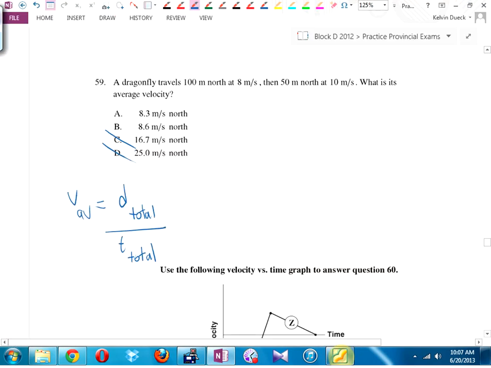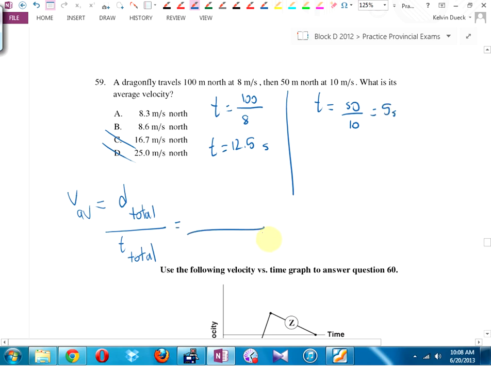I think what I would do, if I really wanted to calculate this, is find out the time, how far he traveled. I want to find out, in the first trip, the time, which is distance divided by velocity. So 100 divided by 8. How long was he traveling for the first section? 12.5 seconds. Then he was traveling 50 divided by 10. I can do that in my head. 5 seconds. All right, now I can answer the whole question.